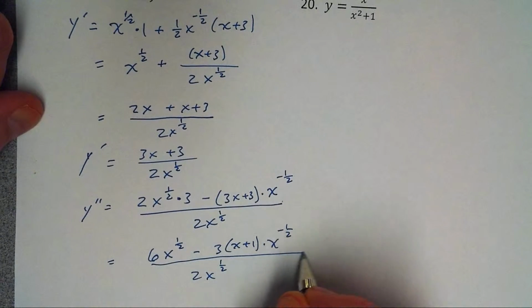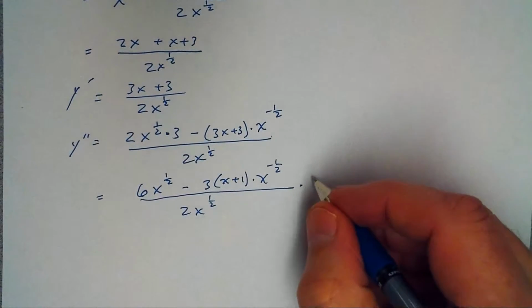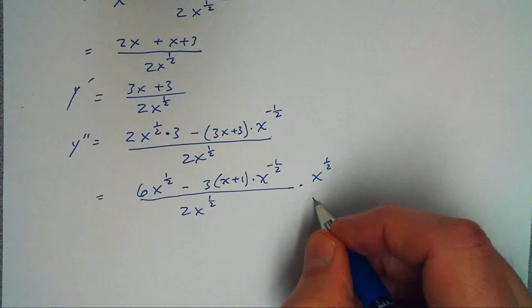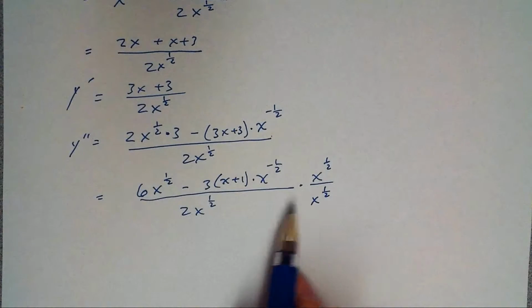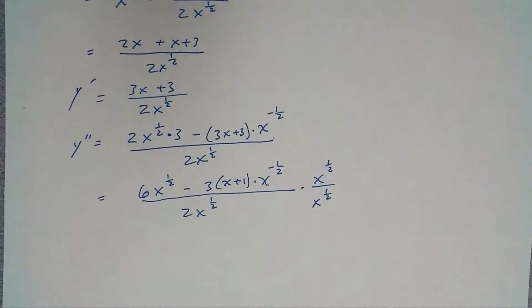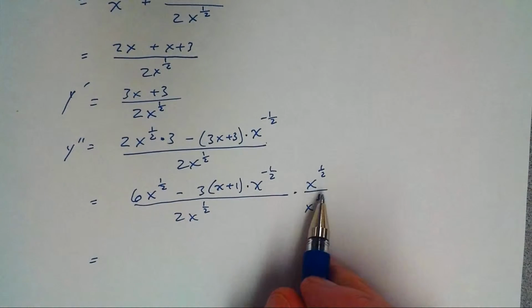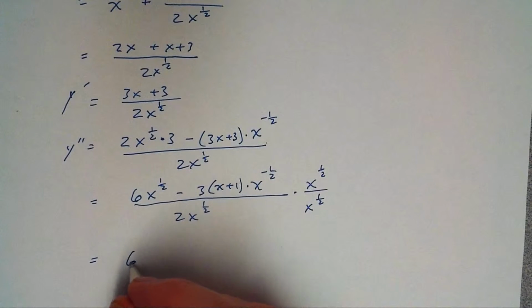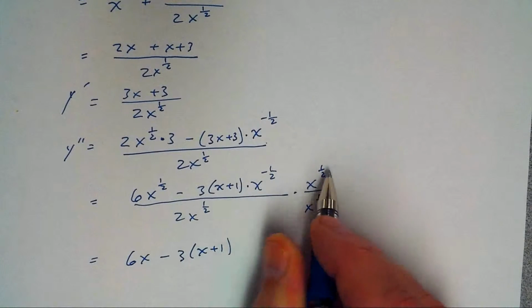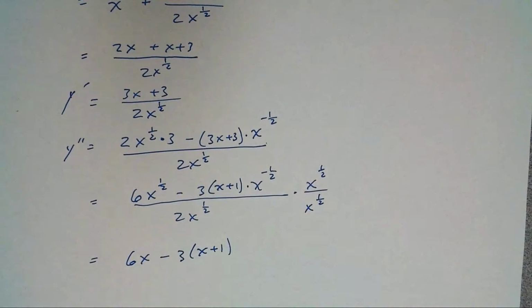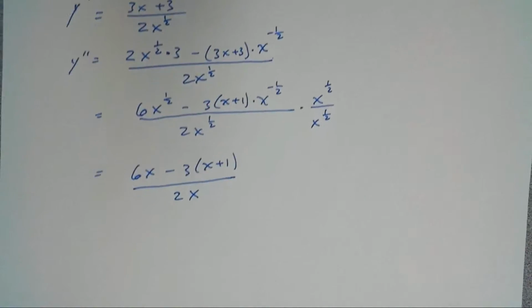Now we've got some options here, but I'm really tempted to multiply top and bottom by x to the positive 1/2. That would clean up this mess, and this, and this as well. I'm kind of pinching myself out of room here on number 20. I may come back and regret that. So let's take care of that. As I distribute x to the 1/2, I just get plain old 6x minus 3 times x plus 1, and x to the 1/2 times x to the negative 1/2 is just 1, all on 2x. I think that was a good decision.